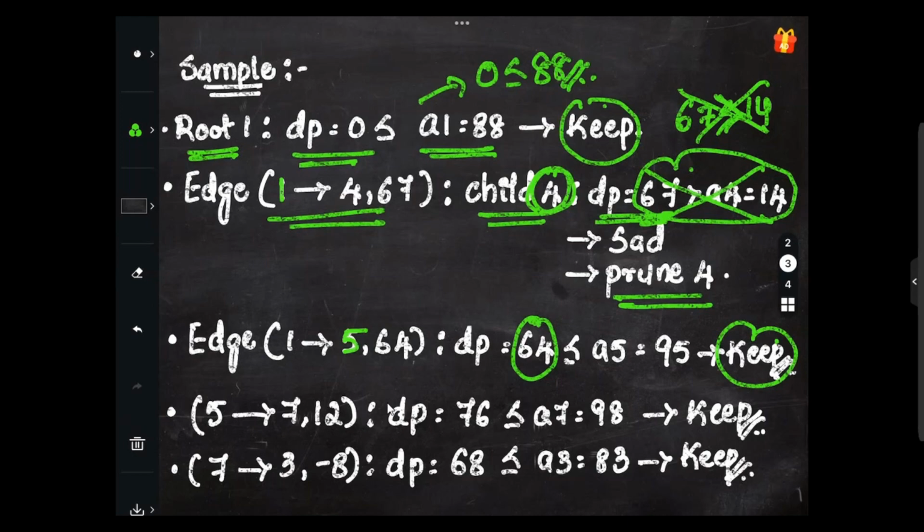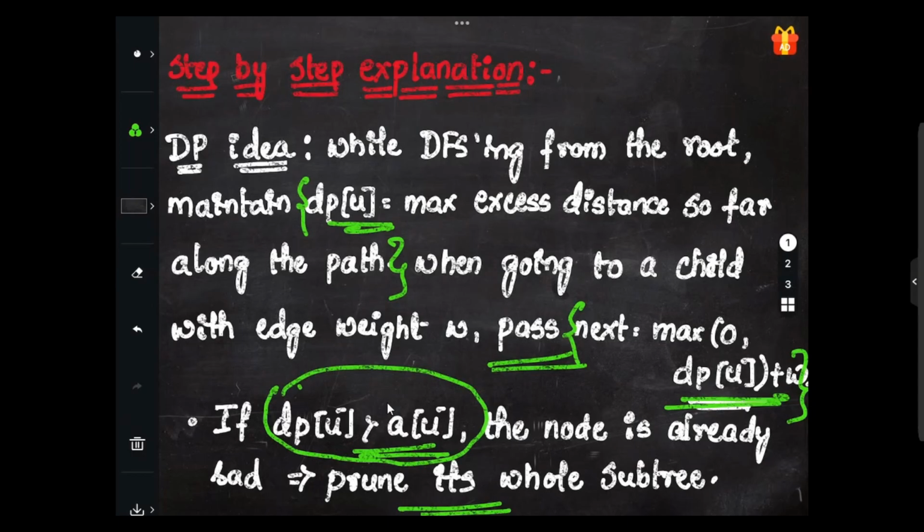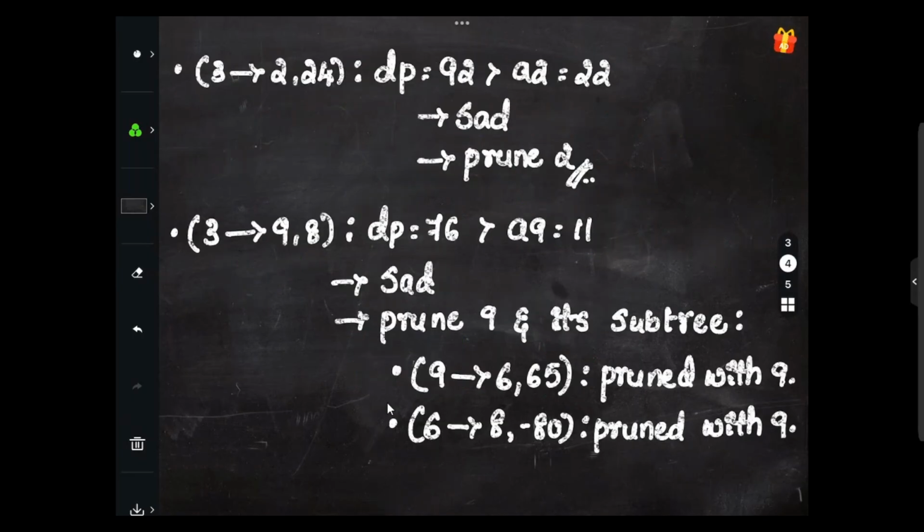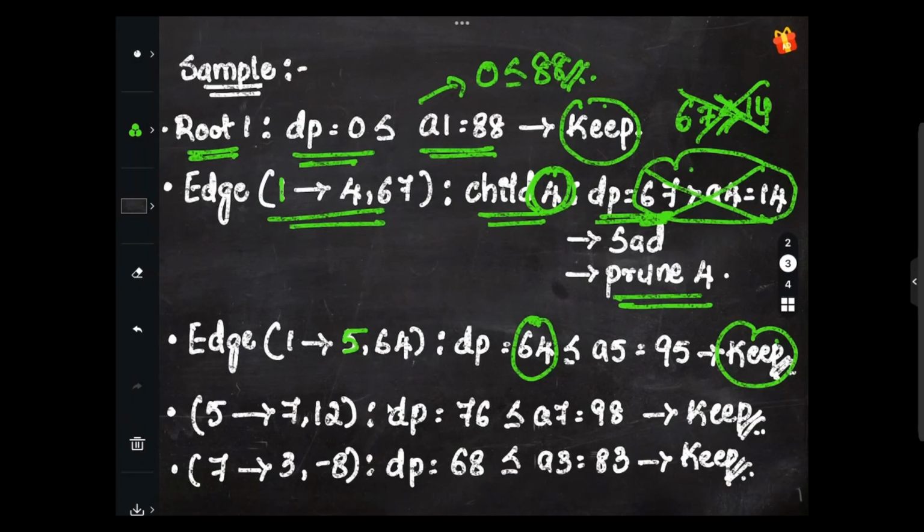Next, we are done with 1. Next we will be going with 5. So 5 to 7 comma 12. This is for child 7, so we have 12 here.